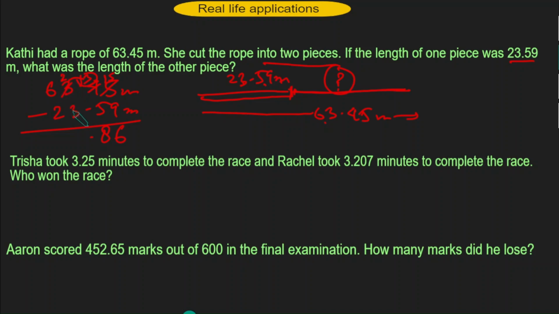2 is less than 3. So again we have to borrow 1 from here to make it 12. 12 minus 3 will be 9. And because 1 has been borrowed from here, it is left with 5. 5 minus 2 is 3. So the answer is this.